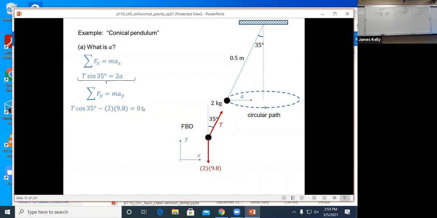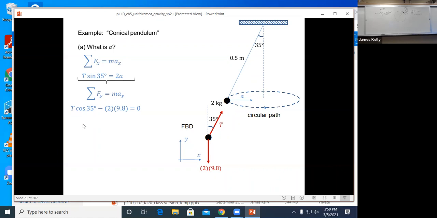Why did I put a 0 on the right-hand side of F net y equals m a_y? Yes, because I know it's not accelerating in that direction. It's in uniform circular motion. Its acceleration vector is toward the center of the circle, and that means there's 0 component along this direction. If it were accelerating in that direction, it would be blasting upward or going downward or something, but it's just staying at the same y coordinate. So of course, a_y is 0. If you're sitting at the same y coordinate, a_y has to be 0.